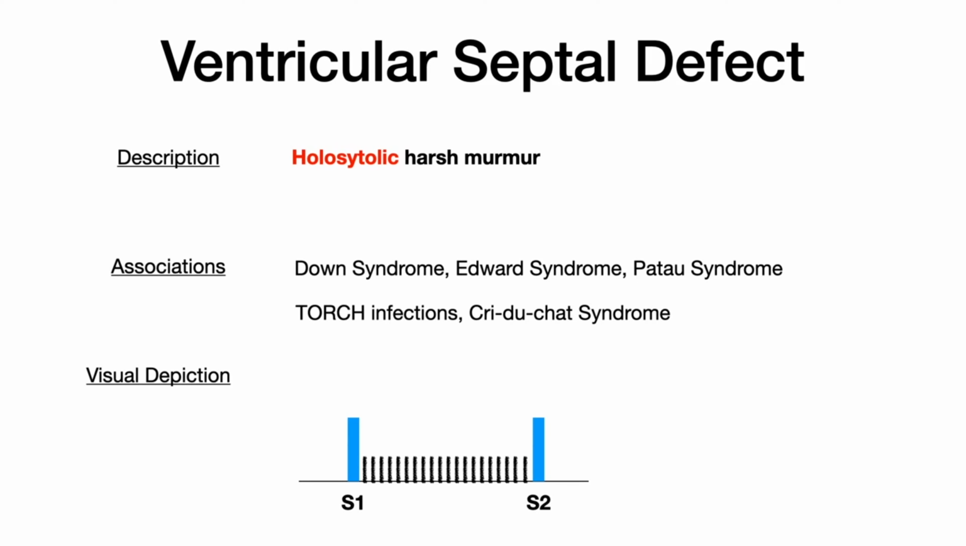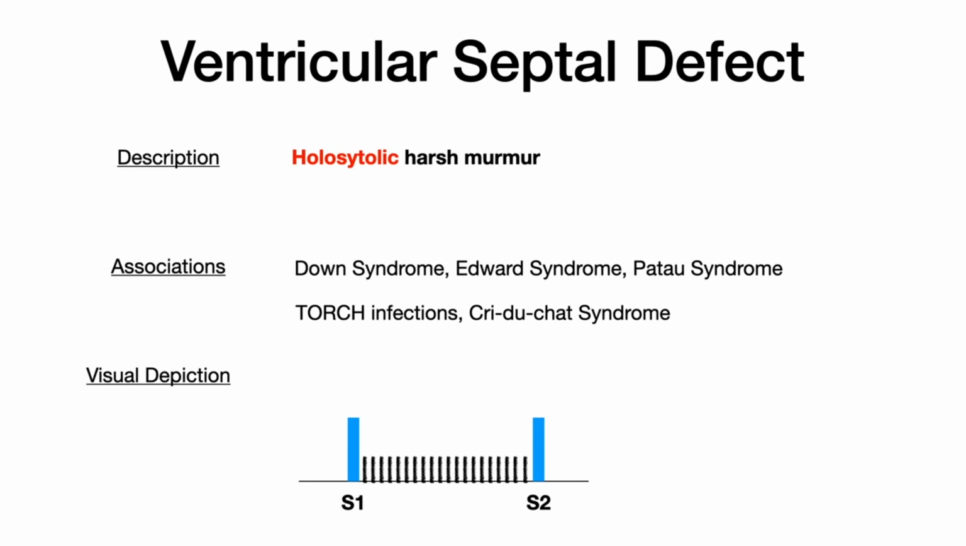But really the big thing about ventricular septal defects that you need to understand is that these are just holosystolic harsh murmurs. And on a test, you might be thinking, well, how am I going to differentiate this from tricuspid or mitral regurgitation? And I have two answers. The first is that ventricular septal defects are harsher sounding and not as high pitched as the other two that we already talked about, which are also holosystolic.